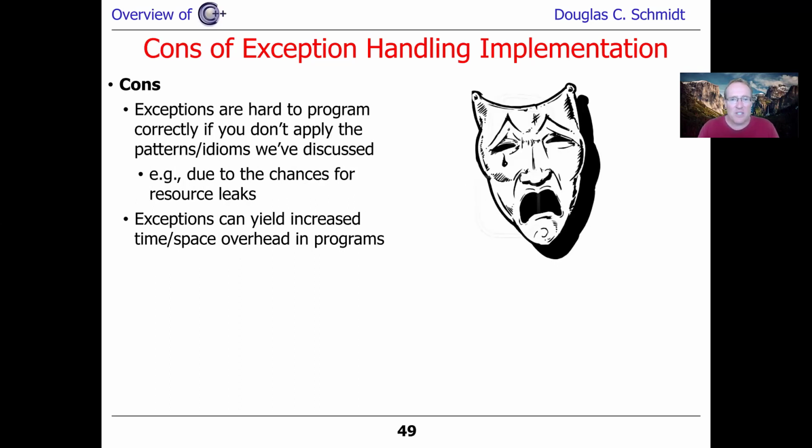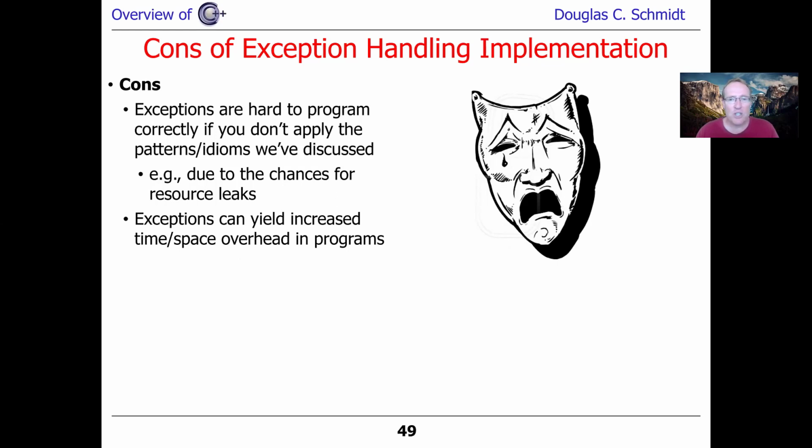Now again, as I always like to say, everything is not unicorns and rainbows. So a couple of issues to realize. First of all, exceptions can be very tricky to program correctly if you don't understand the patterns and idioms that we've discussed, because you'll end up with resource leaks, you'll end up with corruption, and so on. The good news is once you've understood those patterns, then life is going to be much easier for you. And that's what I've been conveying in the course. And you'll get a chance to practice that in some upcoming assignments.